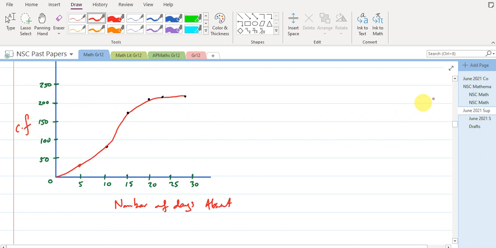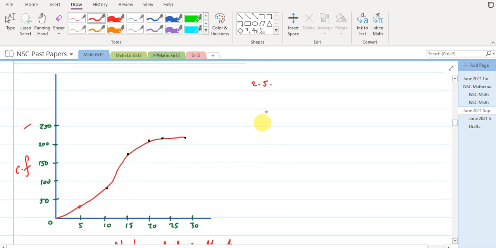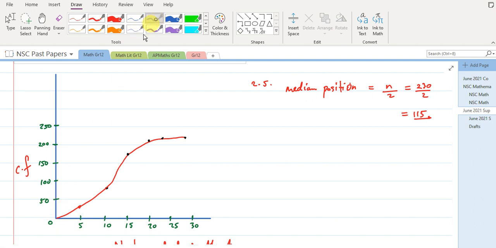So the median position is the 115th, and we read off Q2. Median is the same thing as saying Q2. We always read off the median on the x-axis, so the median is approximately equal to 12. Use the cumulative frequency graph to determine the median number of days the grade 8 learners were absent.